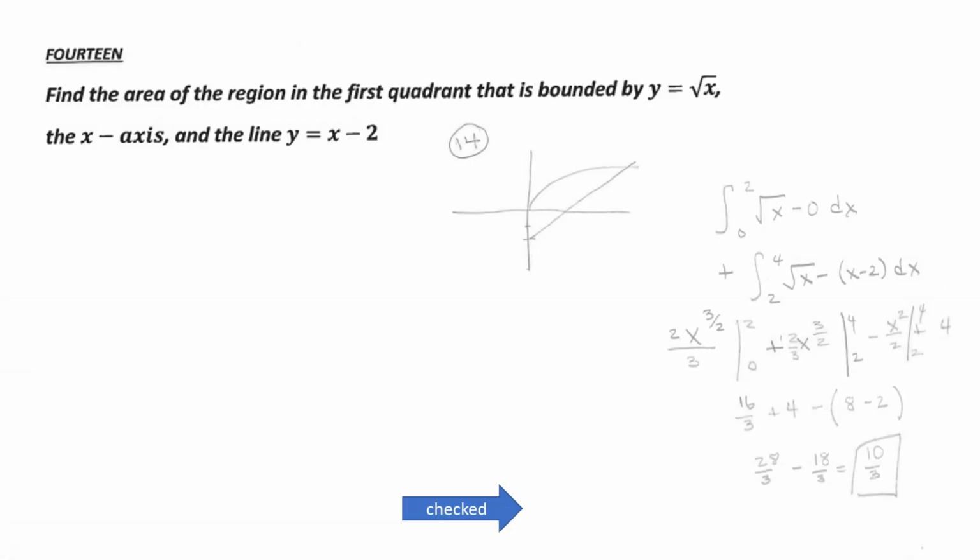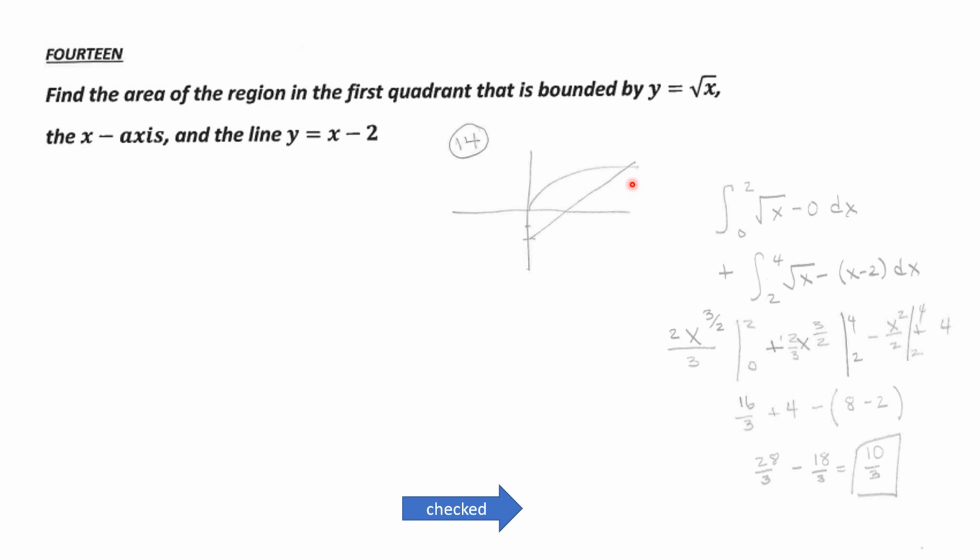Finally, number 14, you were to find the area of the region in the first quadrant bounded by y equals the square root of x. It looks like this. The x-axis, which is there, and the line y equals x minus 2, which is here. But we're in the first quadrant. So you see you're going to integrate from 0 to 2 of the function on top, the square root of x. The function on bottom is y equals 0. So 0 to 2, you do that one.